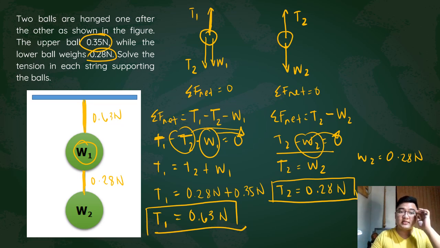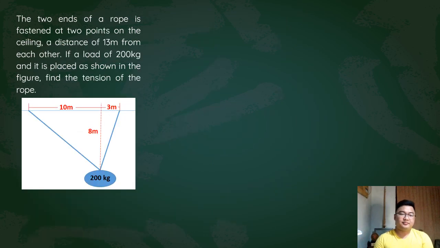And the tension in the second string is 0.28 newtons, which makes sense because if we look into this diagram, we know that the upper string carries both weights 1 and 2. But the second string only carries weight 2. Therefore, it makes sense that the tension exerted in the first string is bigger compared to the tension exerted by the second string. Let's look into another example.